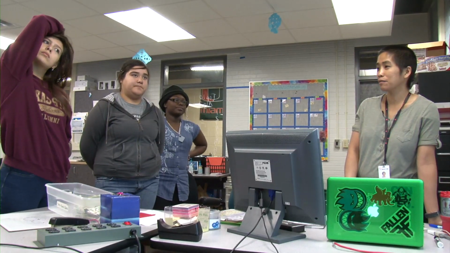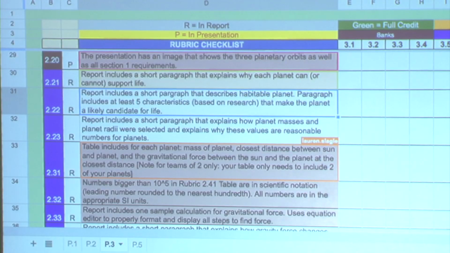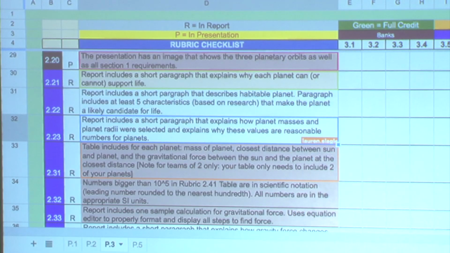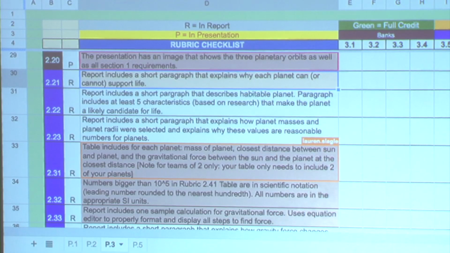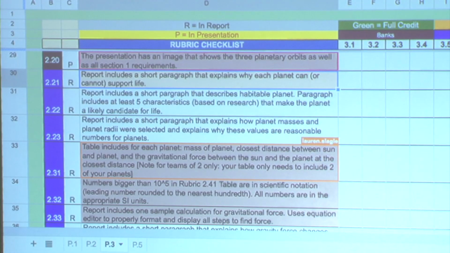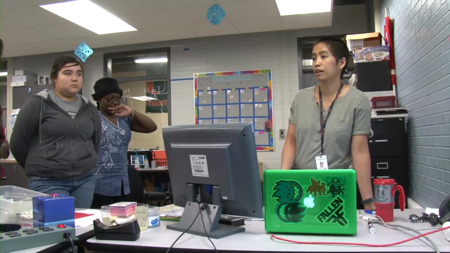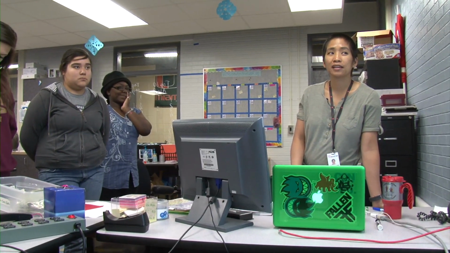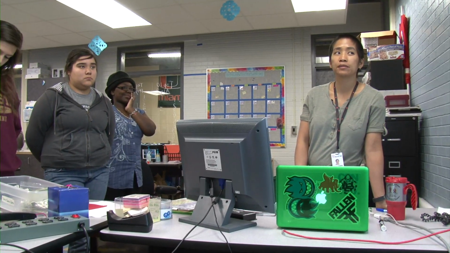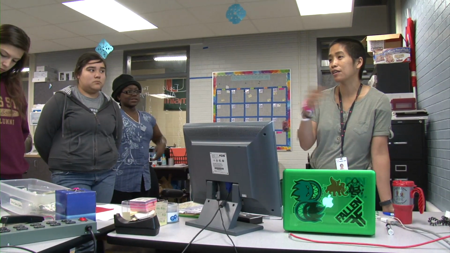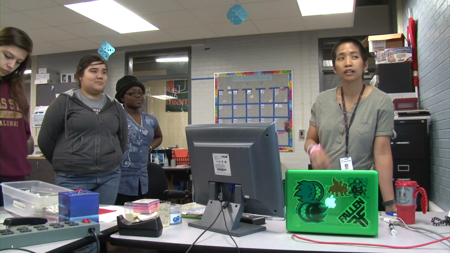Any other questions about the rubric? Which one was about the solar system? 2.21. So the one we talked about was 2.21, which is we have these 3 planets. This is the one just by looking at orbits. 2.22 is more into detail. This is more specific to the one habitable planet. Give me at least 5 characteristics based on research that make that planet a likely candidate. And since you probably have talked about the habitable zone here, get creative. Do something other than habitable zone. Okay.